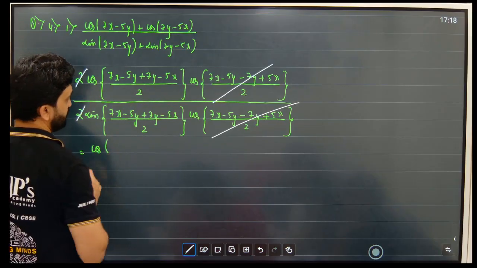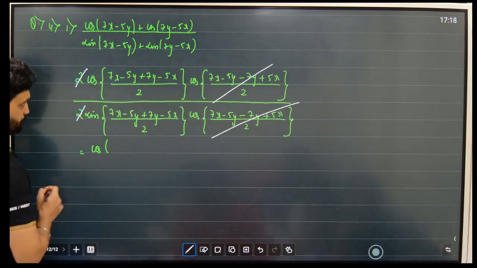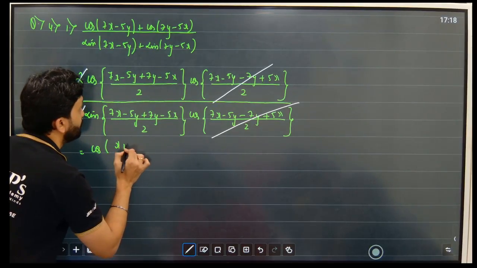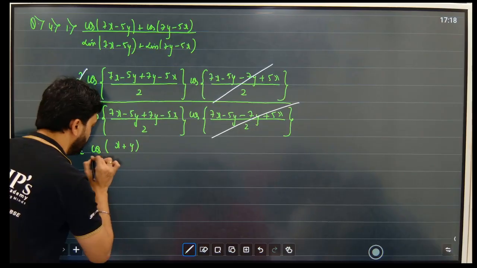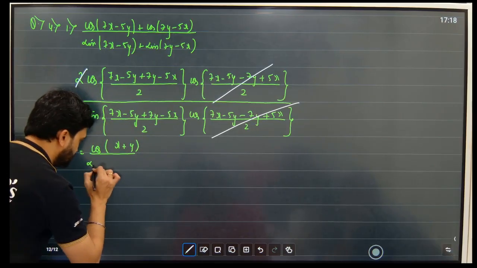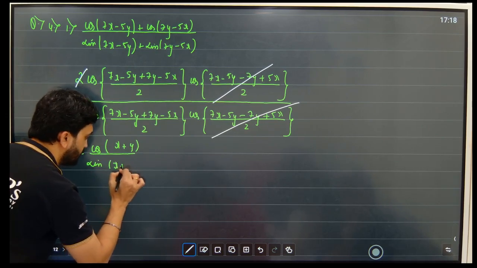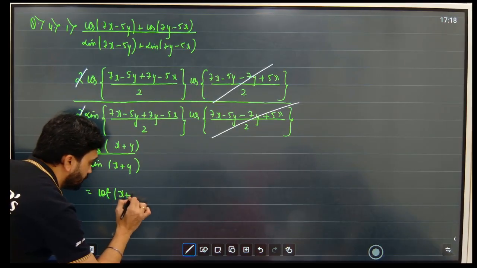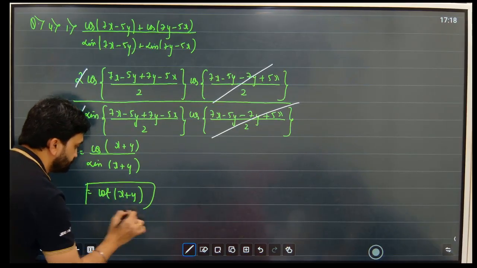Seven x minus 5x is 2x. 7y minus 5y is 2y, which will become x plus y upon 7x minus 5x. Again, I will get, so the answer is cot of x plus y.